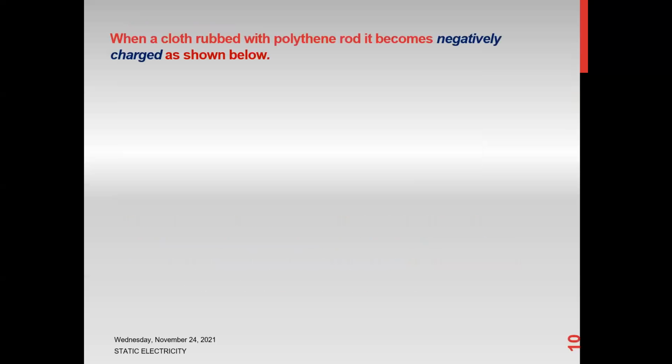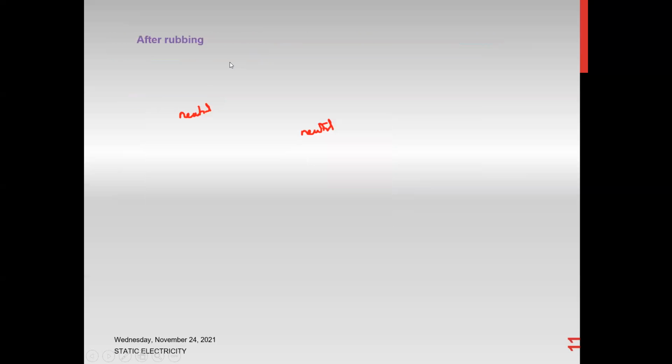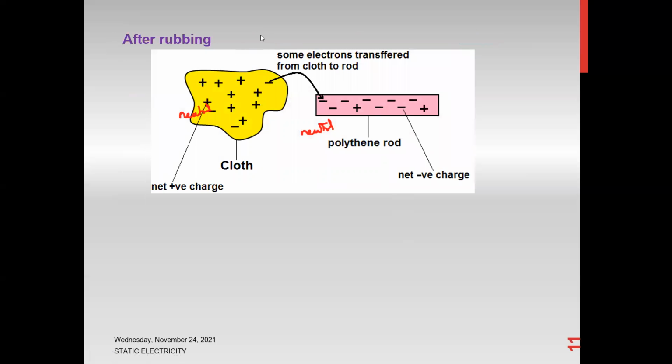In the same way, if we repeat, for example, when the cloth is rubbed with a polythene rod, now we have a polythene rod and a cloth. Originally, in the beginning, both are neutral, like 5 positive, 5 negative. Here also 6 positive, 6 negative. So this is neutral, and this is also neutral.